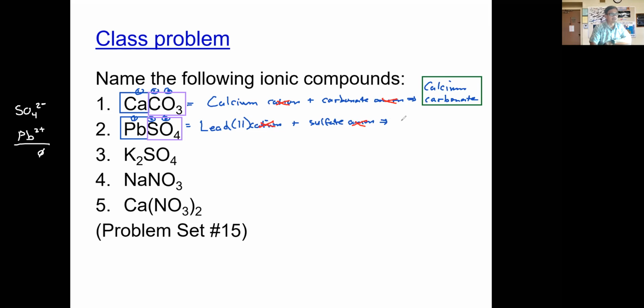Go ahead and write down whatever we have left. So this is going to be lead(II) sulfate. That is the name of the compound.